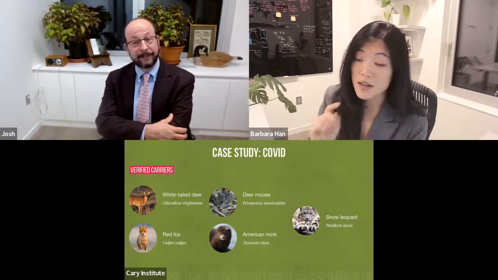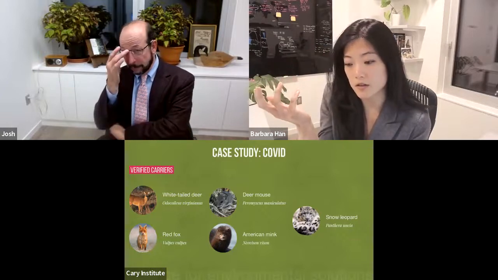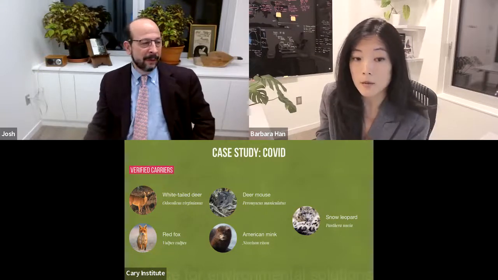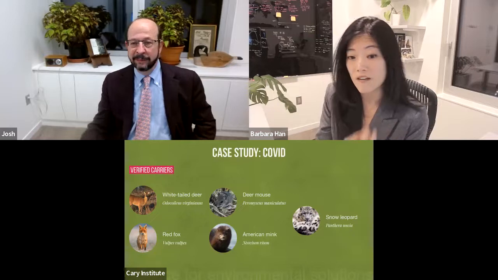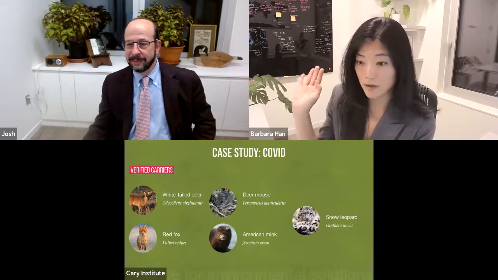And so, actually, we think about animals as being these things that can evolve new variants, and that might be true, and that might be happening. But we also see the opposite end of the spectrum with white-tailed deer, for example. They've become these sort of stable reservoirs for variants that are no longer common in the human population.